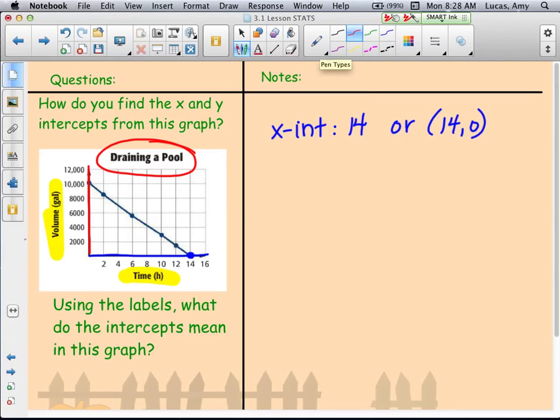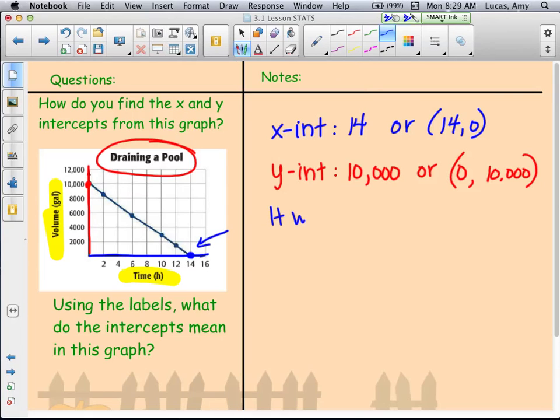My y-axis, 10,000. So y-intercept, 10,000, or (0, 10,000). Now what do those mean? We've got time in hours, volume in gallons, and we're draining a pool. So if I look at this x-intercept of 14, I'm going to say it will take 14 hours to drain the pool.